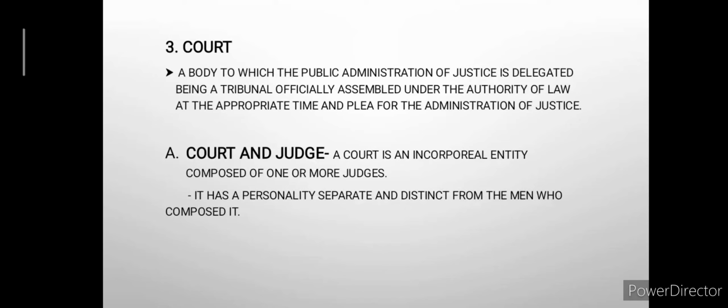So the third pillar is the court, and it is the body to which the public administration of justice is delegated, being a tribunal officially assembled under the authority of law at the appropriate time and place for the administration of justice. So we have here a court and judge. A court is an incorporeal entity composed of one or more judges, and a judge is a public officer so named in his commission and appointed to preside and to administer the law in a court of justice. It has a personality separate and distinct from the men who composed it.